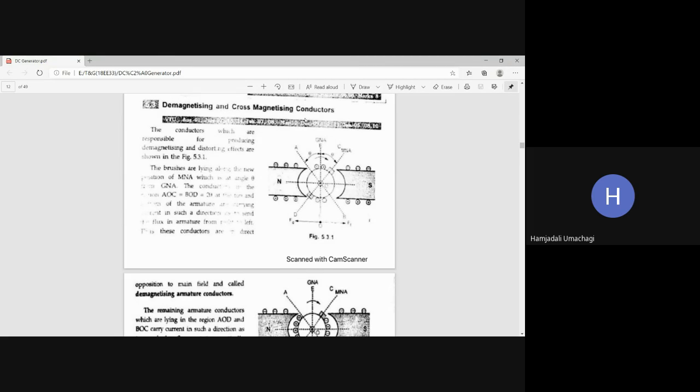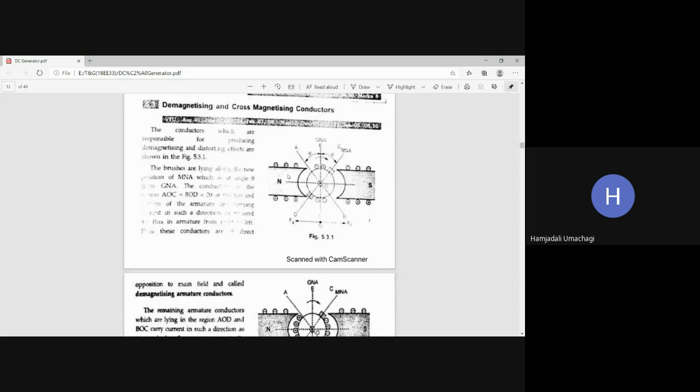Now this armature current, which is going to give rise to the armature reaction, will have two components, that is demagnetizing and cross magnetizing components. How many armature conductors are responsible for the demagnetizing effect, and how many armature conductors are responsible for the cross magnetizing effect, that derivation part we'll discuss here.